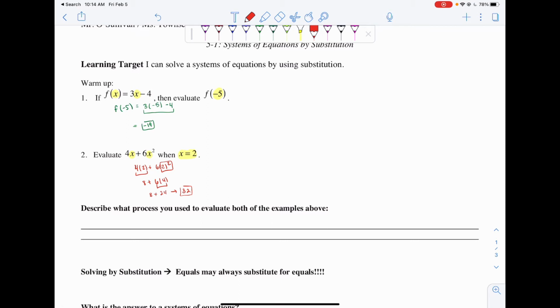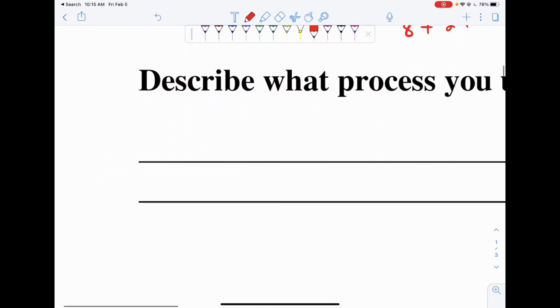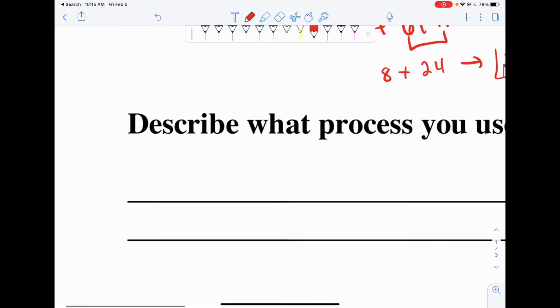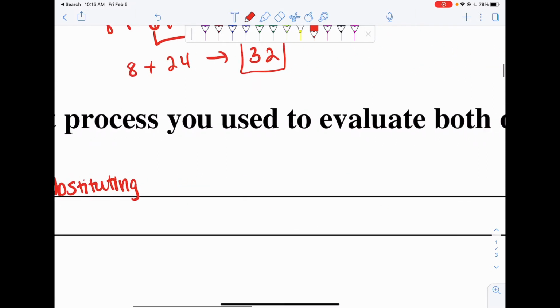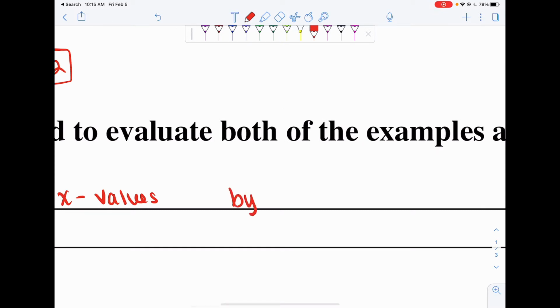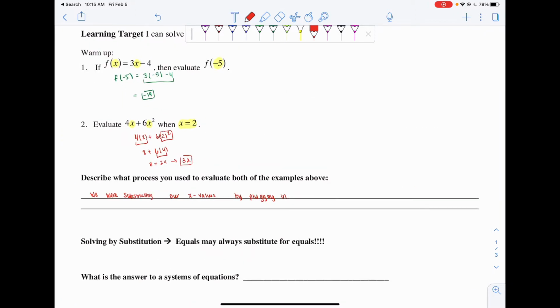So describe the process that you used to evaluate both the examples above. So when we did these examples, what is it that we were doing? Well, we were actually just doing the method of substitution. We were substituting our x values by plugging in. And that's how we would get our final answer.